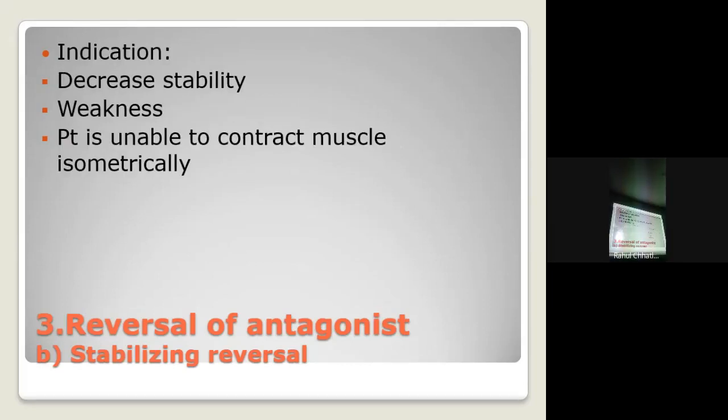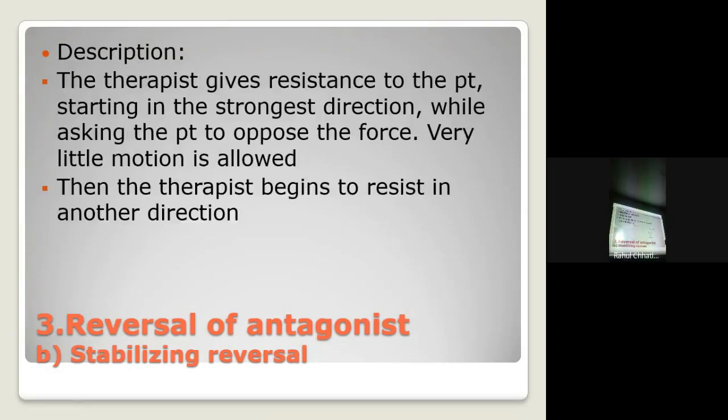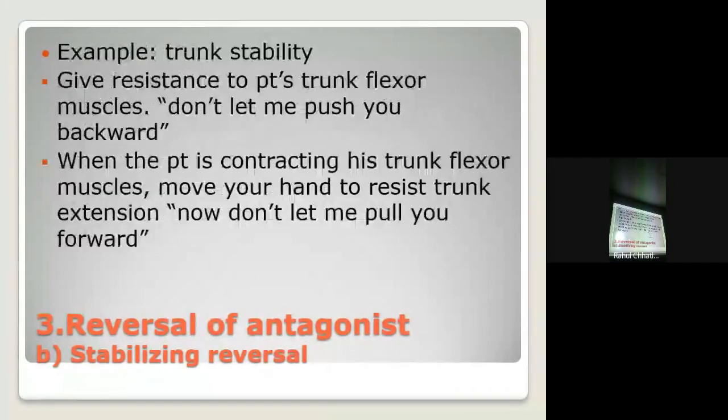Indication, again from the goals itself: decreased stability, weakness, patient is unable to contract muscle isometrically. So all this can be used. The therapist gives resistance to the patient starting in the strongest direction while asking the patient to oppose the force. Very little motion is allowed. The therapist begins to resist in the other direction. If I have to give an example, patient's trunk flexor muscle: don't let me push you backward. When the patient is contracting the trunk flexor muscle, then resist trunk extension: don't let me pull you forward.